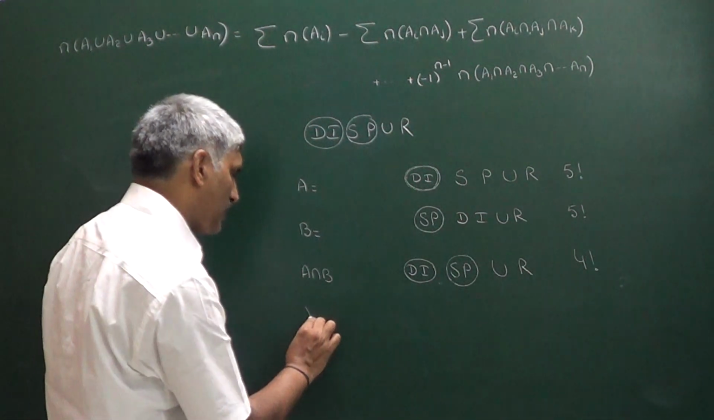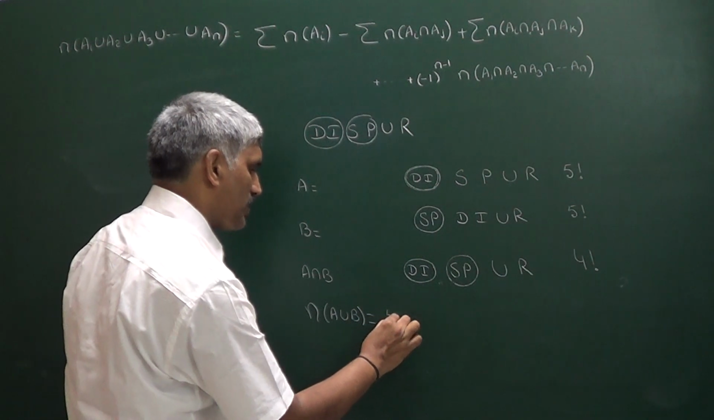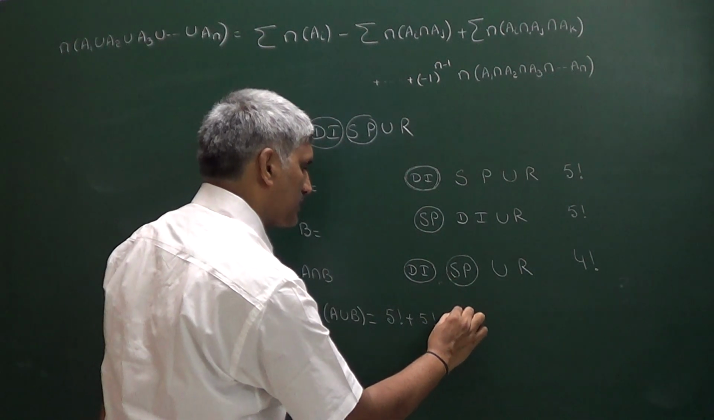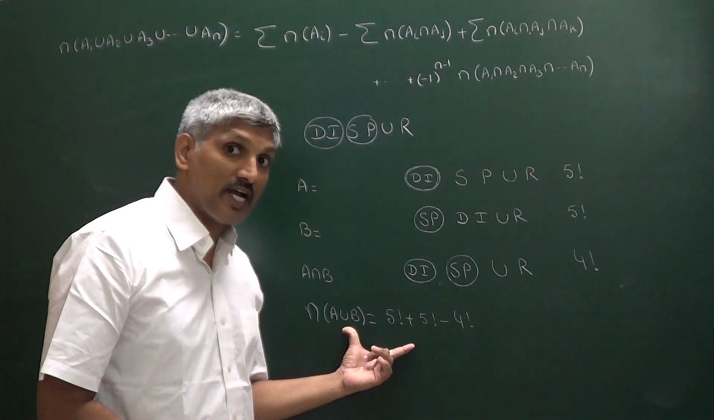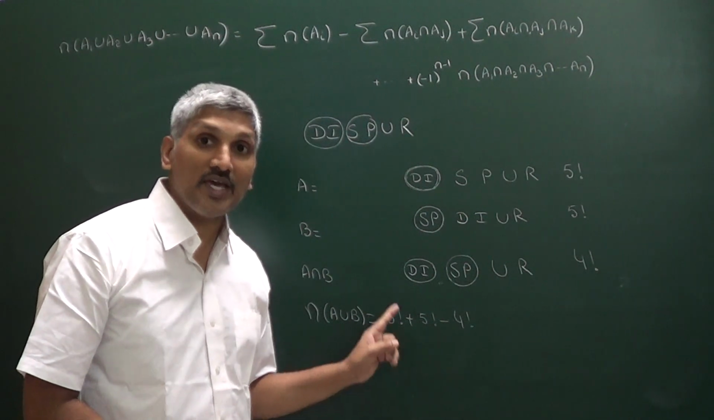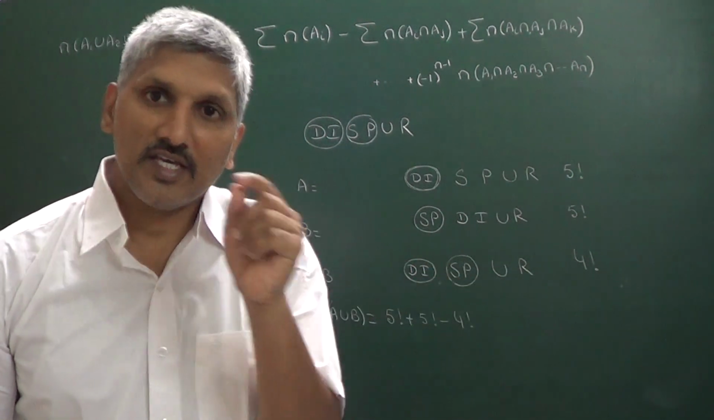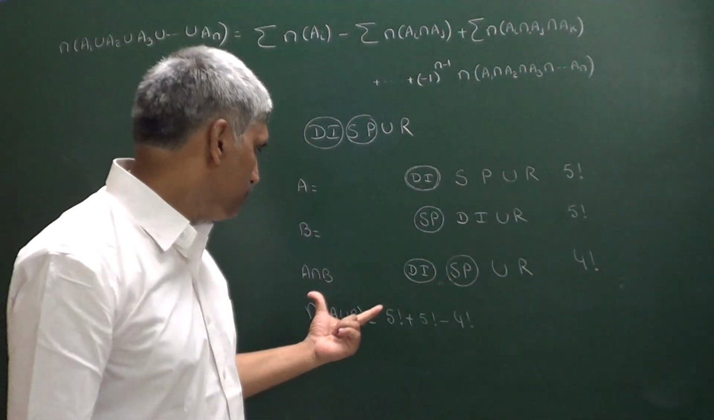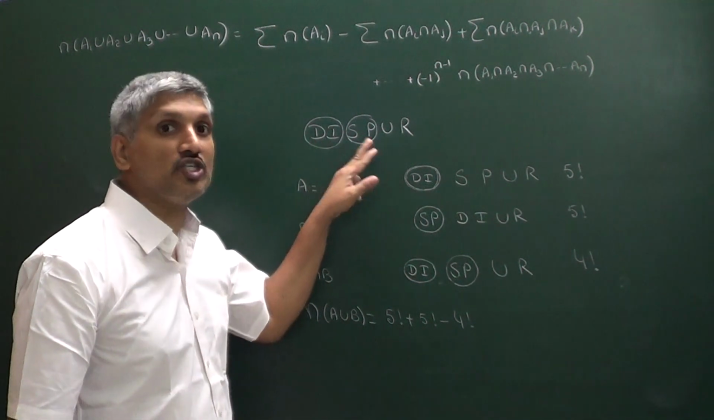Now what is the meaning of n of A union B, meaning the number of elements in A plus the number of elements in B minus the number of elements in A intersection B? Its meaning is at least one of DI or SP appears. At least one, that means DI may appear, SP may appear, or both may appear. I am finding at least one of these two appears.